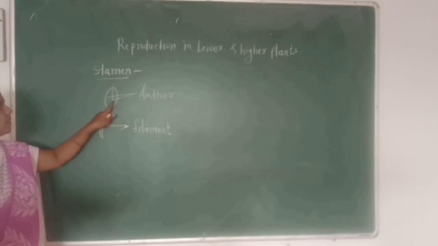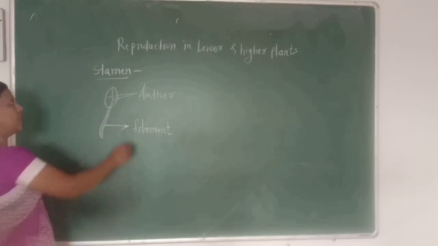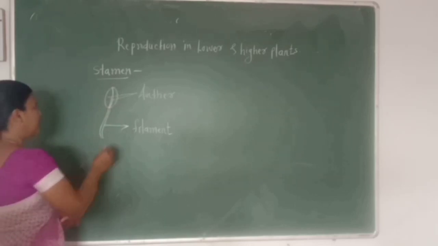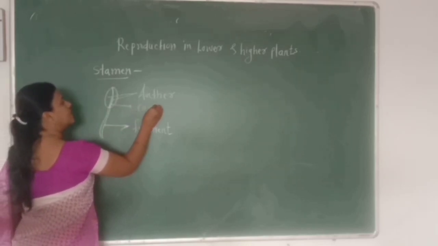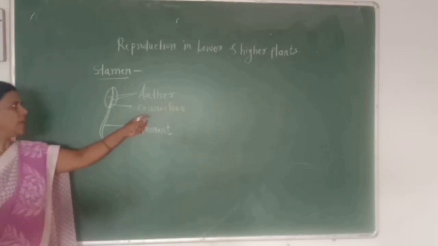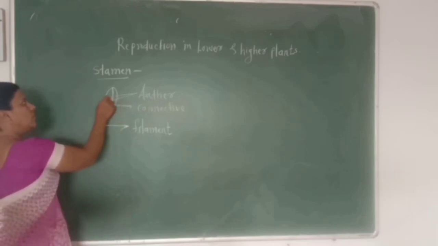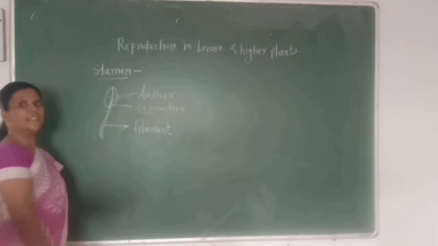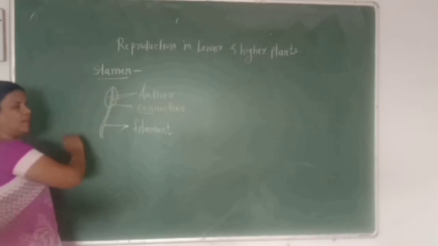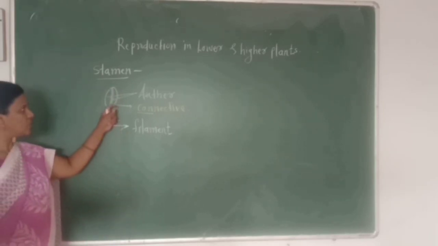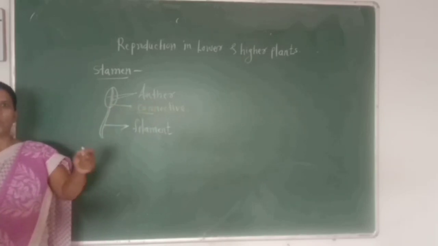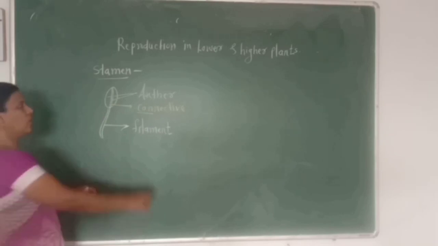As we see in the diagram, there are two anther lobes. These anther lobes are connected by a sterile tissue. That sterile tissue is called the connective. As the name connective suggests, it connects both the anther lobes. Connective is a sterile tissue, as it does not produce pollen or take part in the process of reproduction.